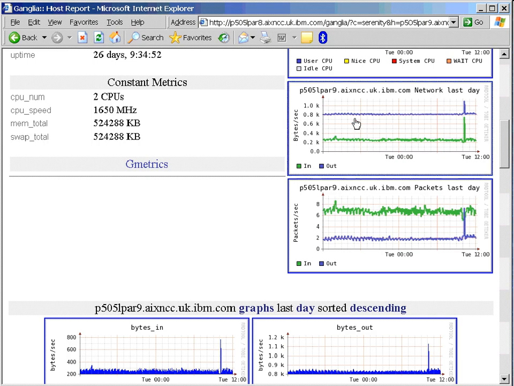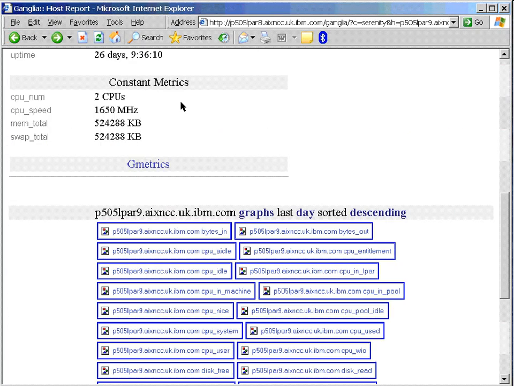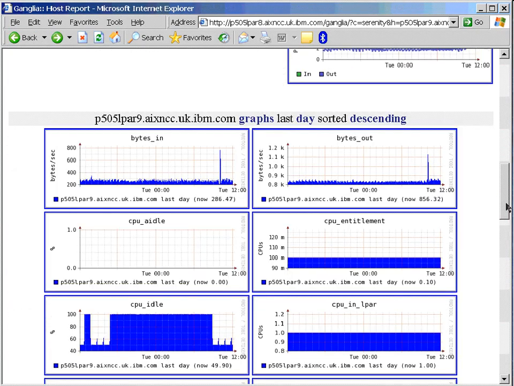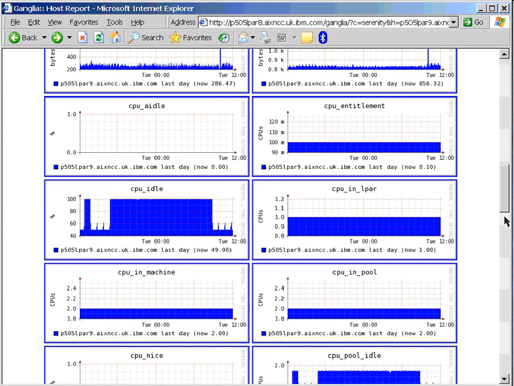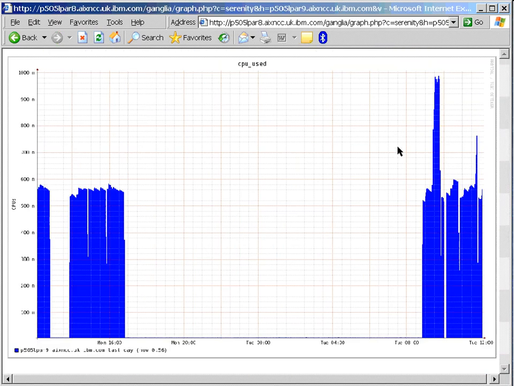Blue area around this graph, so again we can click in here to find out some more details. And we can scroll down and see all the individual numbers here for this particular logical partition. CPU used we've seen globally, and now we can see the individual details for this particular logical partition.